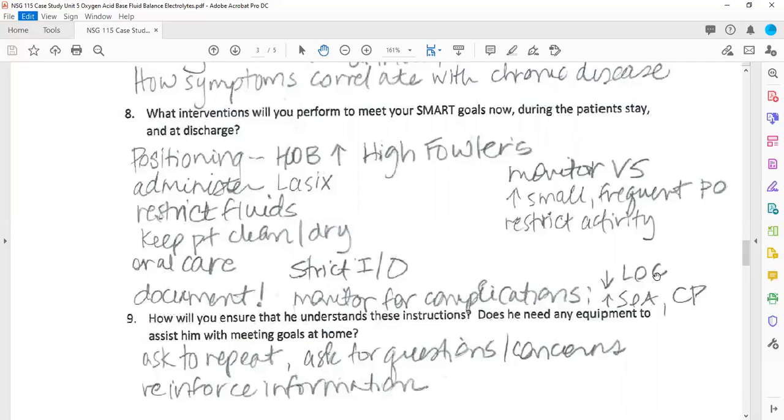How will you ensure that he understands your instructions? We could ask him to repeat them. We know he's short of breath, so this could be in short statements. It could also be asking if he has any questions, if he has any concerns, things we haven't covered. But we also want to reinforce information regularly. We're going to be reinforcing information throughout the shift or throughout care with him.